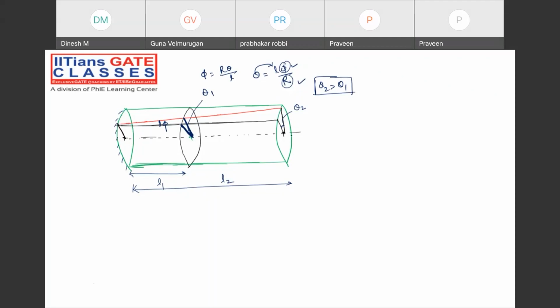But if I take a different radius, suppose right now I'm taking this C radius. If I take a G radius, what is going to happen? Tell me, guys. What will be the shear angle?